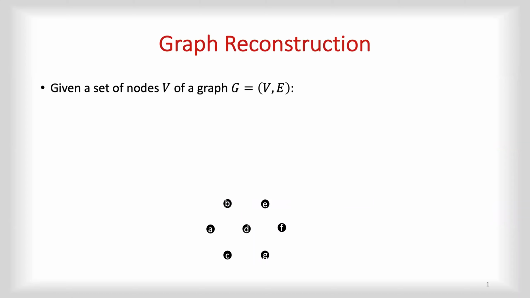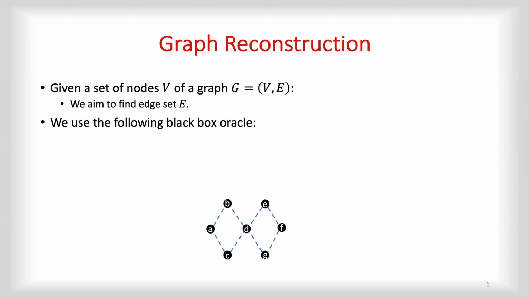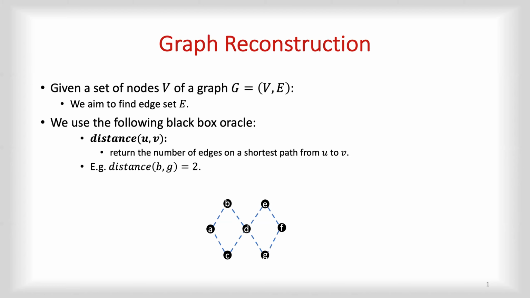In graph reconstruction, motivated by network mapping applications, we are given a set of nodes of a graph G, and we would like to discover the edges. We can access the following black box oracle in this paper, called a distance oracle. Given two vertices u and v, it returns the number of edges on the shortest path from u to v. For example, in the graph below, given vertices b and g, the distance is just 2, along the highlighted path.